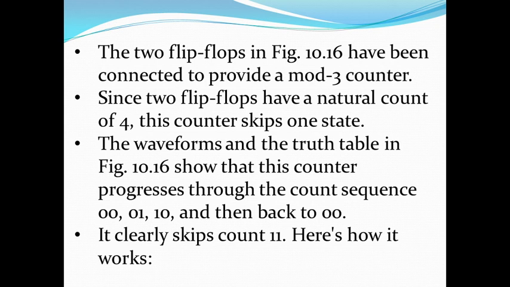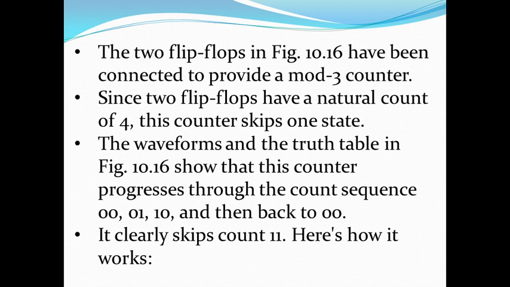Since two flip-flops have a natural count of 4, this counter skips one of the states. So, normally what is the natural count of two flip-flops? It is going to be 0 0, 0 1, 1 0 and 1 1. Out of these 4 states, any one of the states can be skipped. But here particularly we are going to skip the state 1 1.